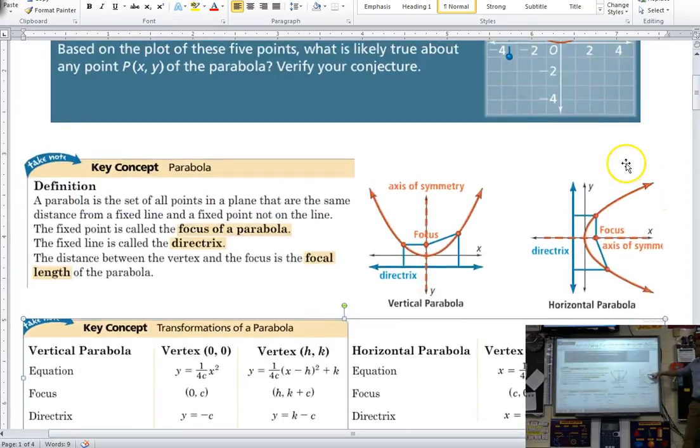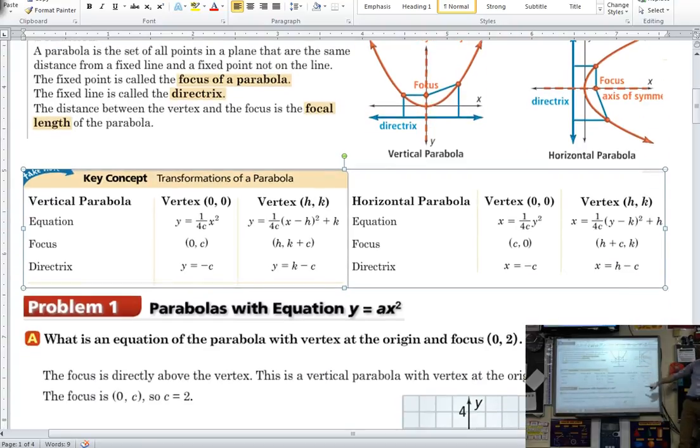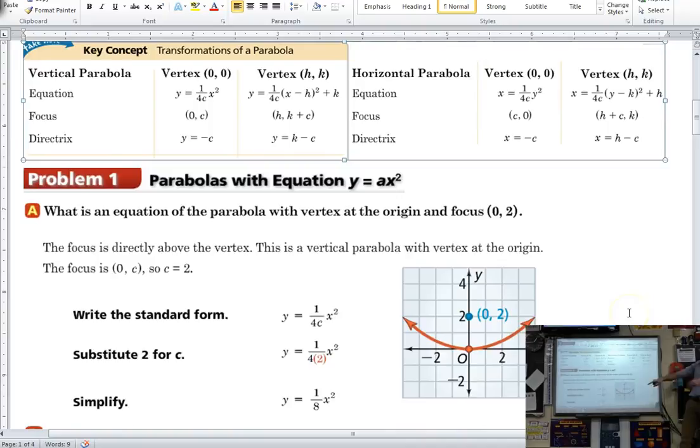By the way, just talking about a horizontal parabola, notice that to get a horizontal parabola, all you do is flip-flop your x and your y. So instead of y equals something x squared, for a horizontal parabola, x equals something y squared. So that's all we do to get horizontal versus vertical. And we'll come back and look at these formulas as we need them.